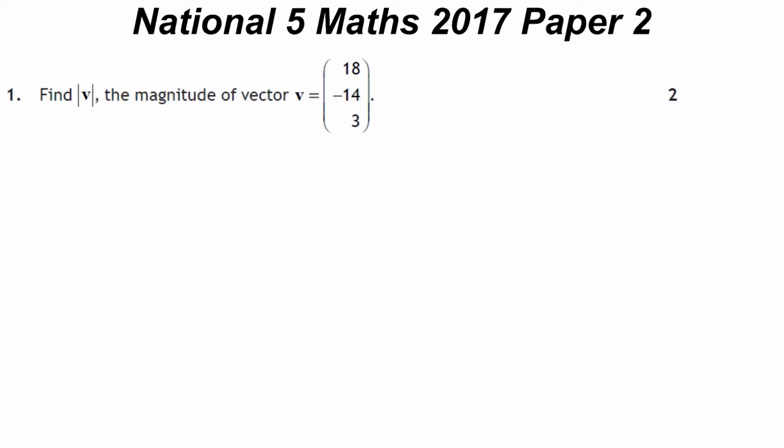V, we're given the component form of the vector here, so to find the magnitude we're looking for the square root of each of the components squared, so 18 squared plus negative 14 squared plus 3 squared. That's 529, so it's the square root of 529, and that gives us 23. So that's the magnitude of the vector, the size of the vector, and that's what we're looking for in that question.